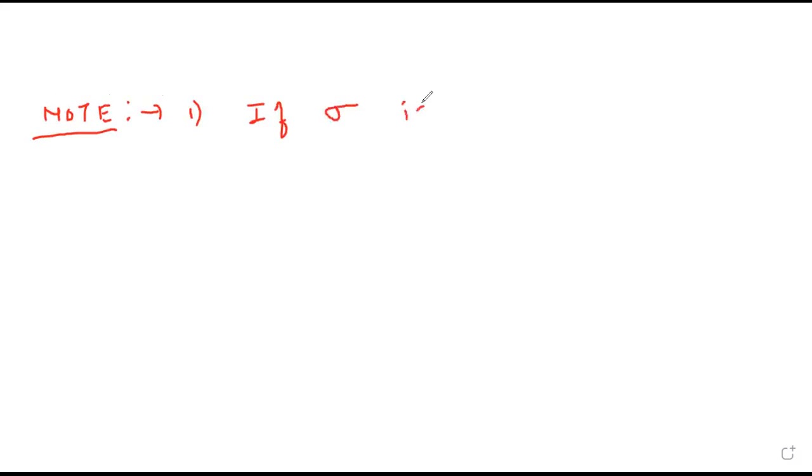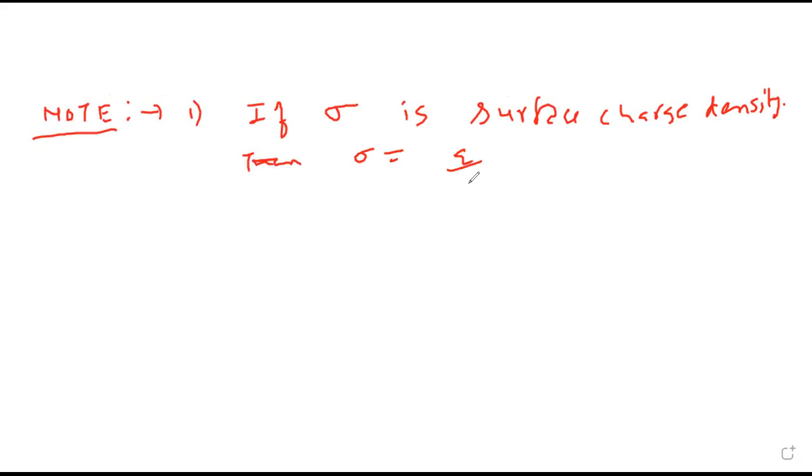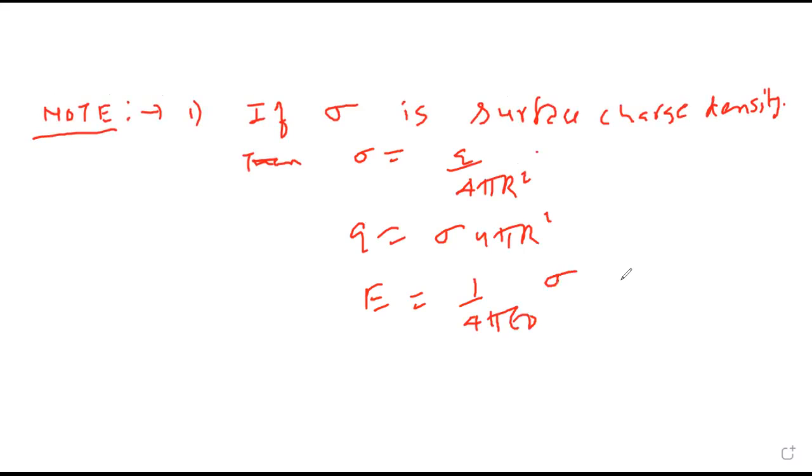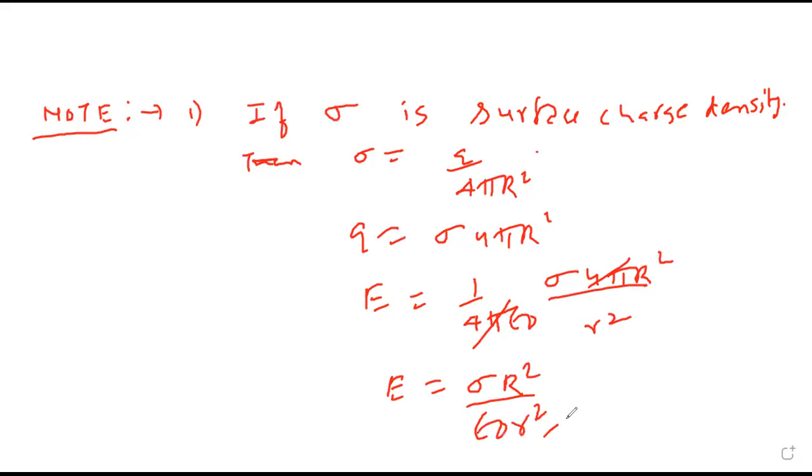So if sigma is surface charge density, then sigma is charge upon that area, 4 pi R square. So wherever you see q, you can write sigma times 4 pi R square. So E will become 1 upon 4 pi epsilon naught, sigma into 4 pi capital R square upon small r square. 4 pi cancel. So E will become sigma into R square upon epsilon naught r square. Write as a note.